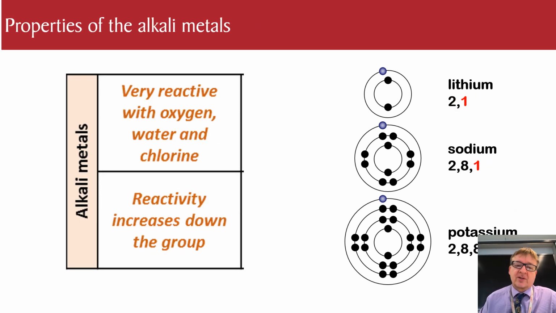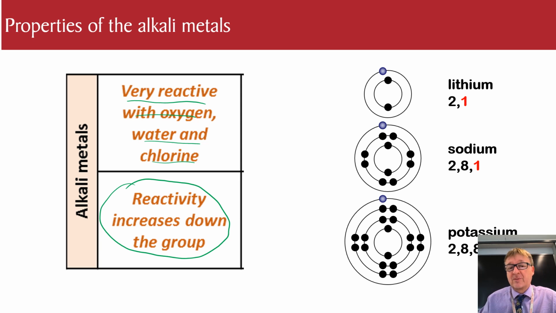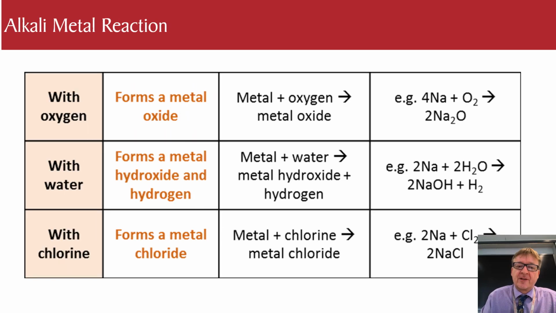Now, alkali metals have a number of different properties. They are very reactive with oxygen, water, and chlorine. And the other main property, which we just talked about, is that reactivity increases down the group. So the next thing to talk about is the actual reactions of the alkali metals. Alkali metals react with oxygen to form a metal oxide. The example I've got on here is sodium reacts with oxygen and makes a metal oxide, which is sodium oxide.